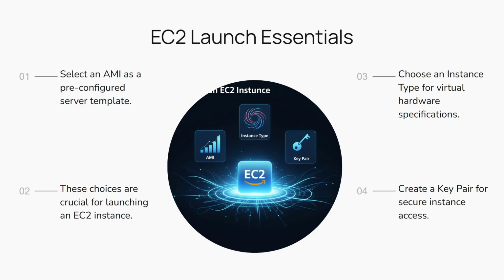Next is the instance type, which determines the virtual hardware of your server, including the number of CPUs, amount of memory, and the storage. AWS offers hundreds of different types of servers, with different configurations for different types of use cases.